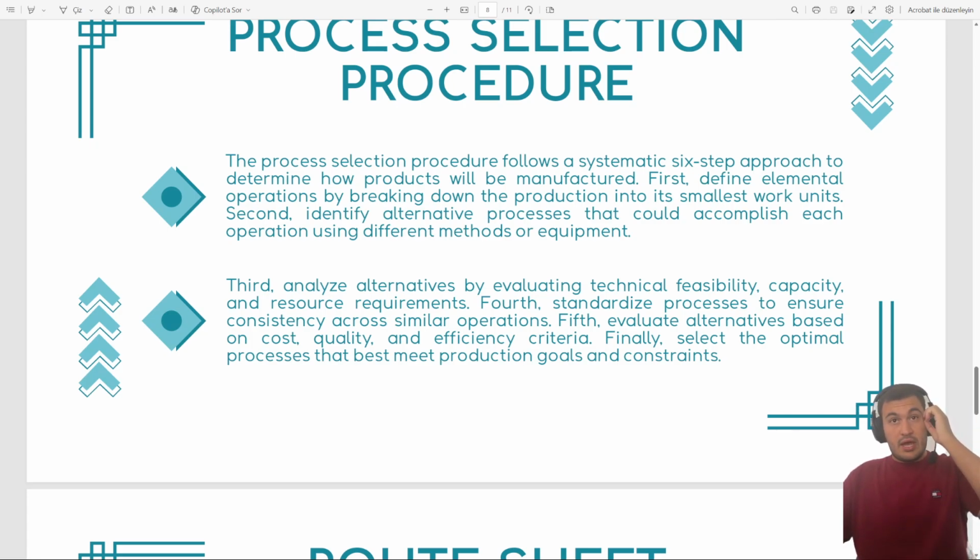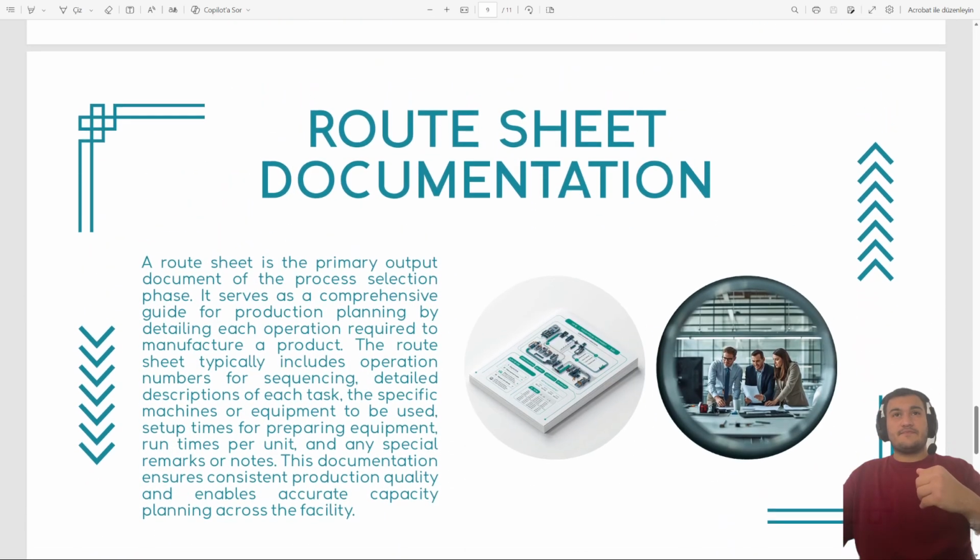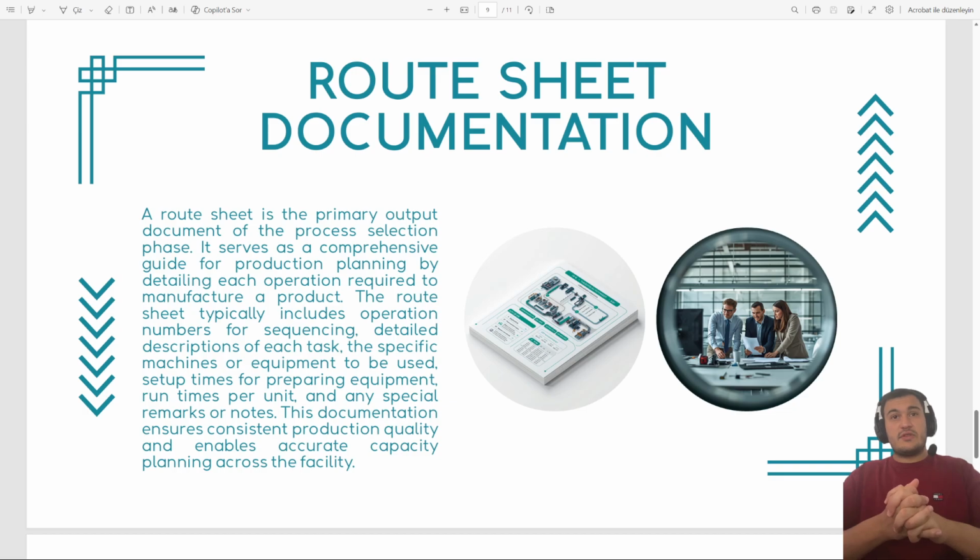After all of these steps, our final document will be the route sheet. Route sheet is a comprehensive guide for production planning. It's the most detailed document. It includes operation numbers, sequences, task descriptions, specific machines that can be used, setup time, run times, costs, quality checks.